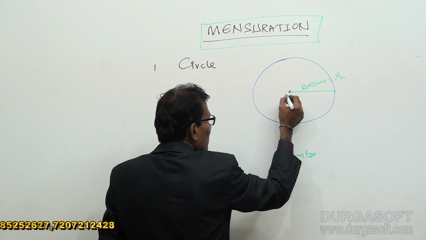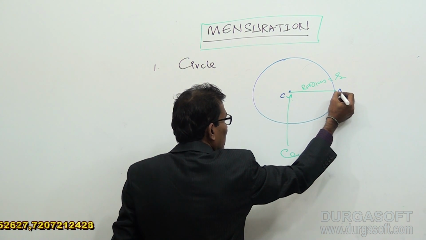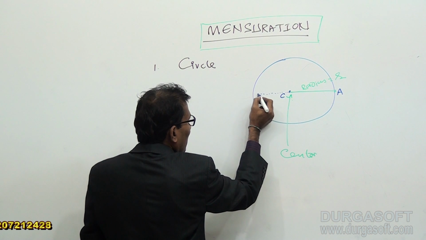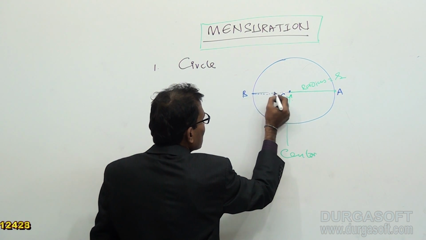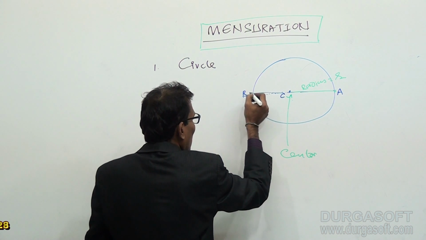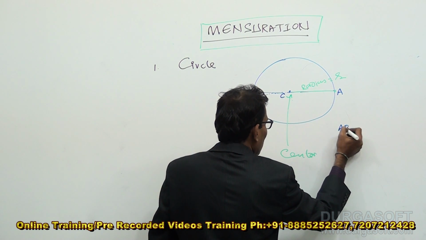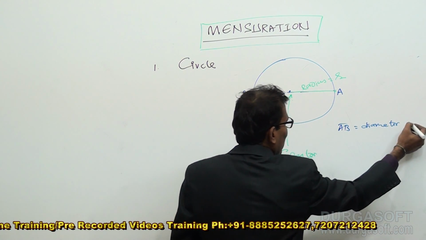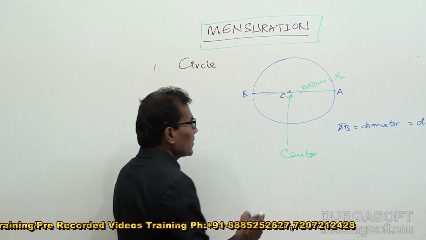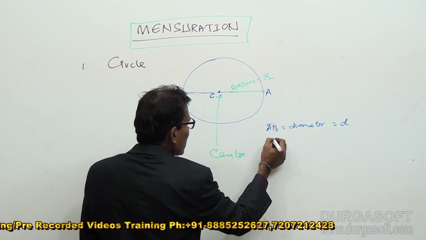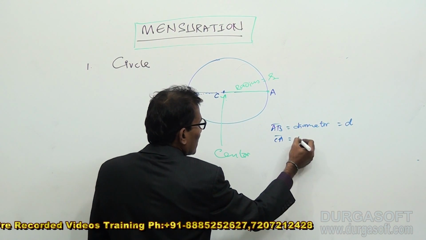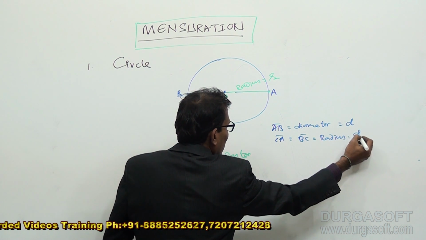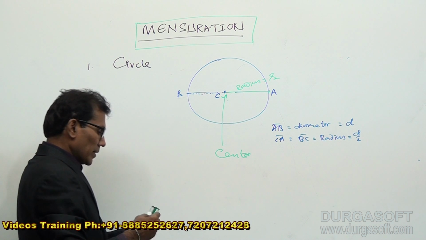If this radius is CA, with C the center and A the end, and you extend this radius to the other side, say to B, then this total AB is called the diameter. So AB is the diameter, usually denoted by d, and half of the diameter is the radius. Radius is either CA or CB, which is exactly half of the diameter. These are the dimensions of a circle.